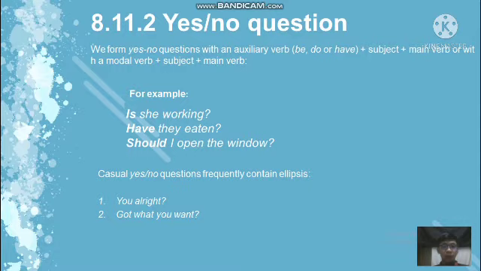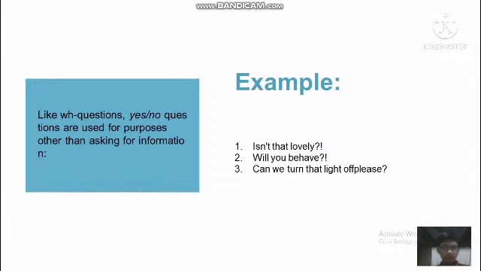But because it is a casual yes or no question, it frequently contains ellipsis. So have you, in the second example, is omitted. Have you got what you want? Then have you is omitted, and it turns to, got what you want.